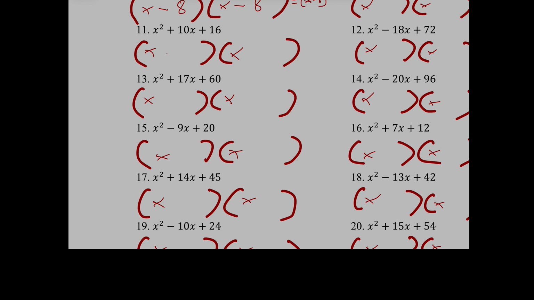Okay, moving forward, third term is positive, signs are the same. Take the sign of the middle, which is positive, so plus plus. What multiplies to 16 and adds to 10? That would be 8 times 2, because 8 plus 2 is 10. Okay, next one, third term positive.